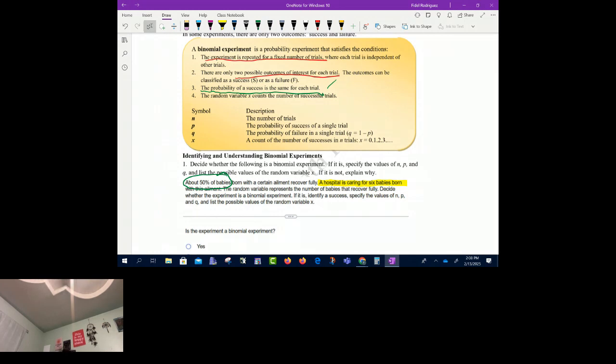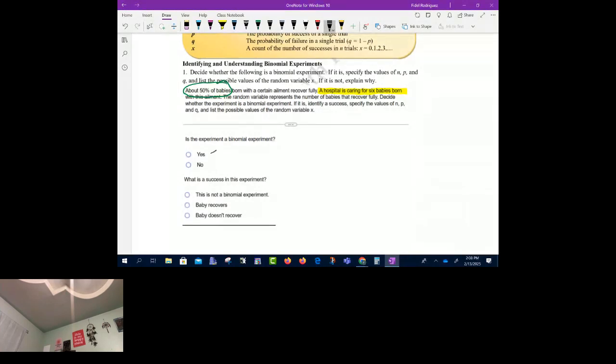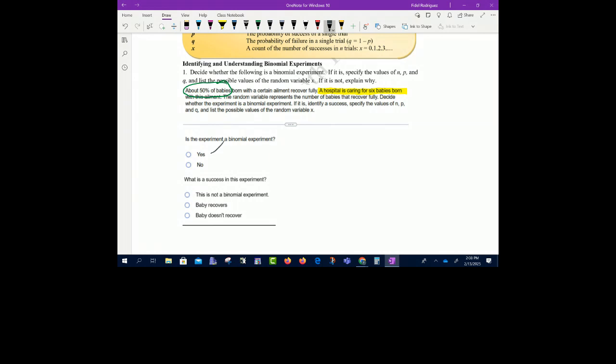So y'all, we have 6 babies. I'm going to zoom out here and say, is this a binomial experiment? We're going to say yes, it is. What is a success in this treatment? We have babies that are born with whatever ailment it happens to be. The success is that they do what? The baby recovers, or the baby doesn't recover. I'm not worried about that part because we already knew it was a binomial experiment. What do you think the success would be? The baby recovers.